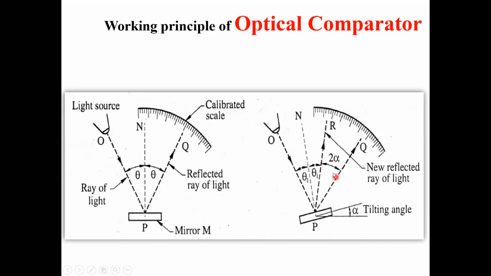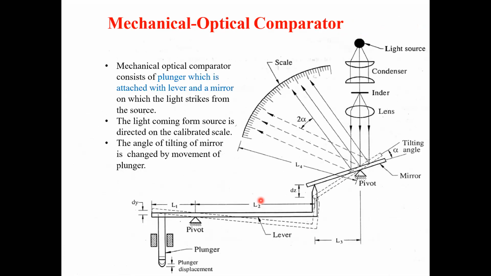There exists a deflection of the beam through an angle alpha. This is the working principle of the optical comparator. Now we are going to discuss one type, the lever type mechanical optical comparator.